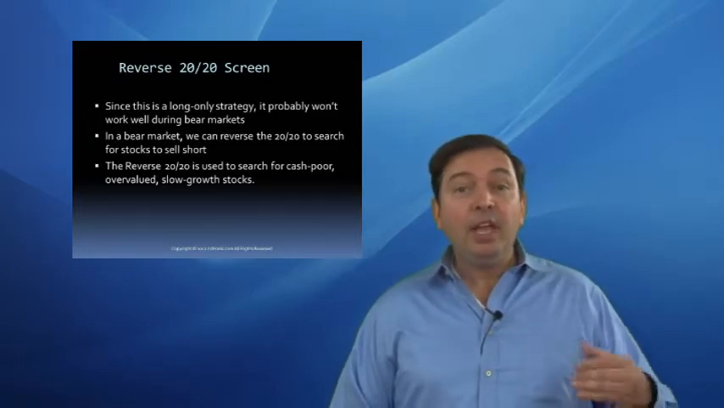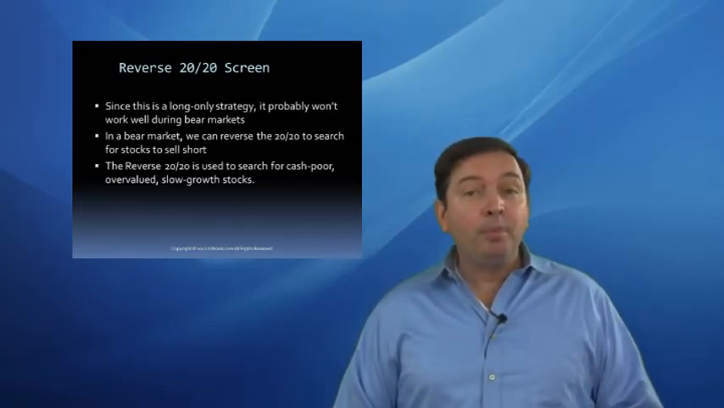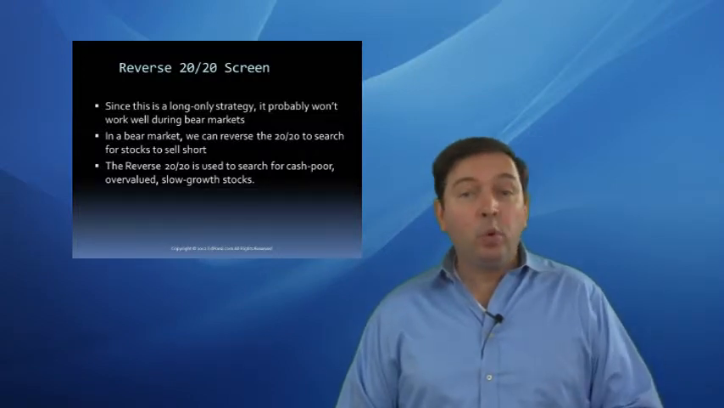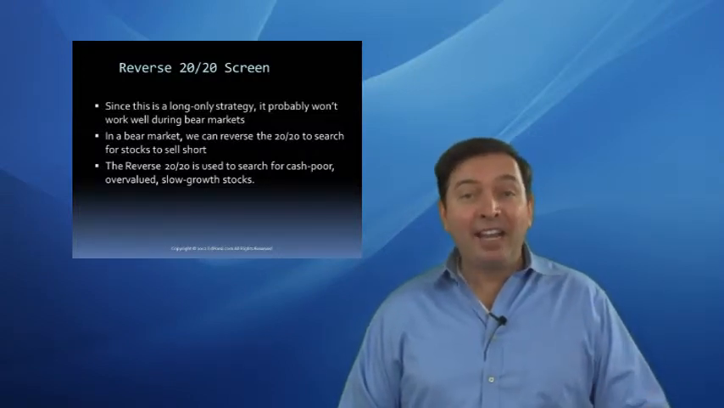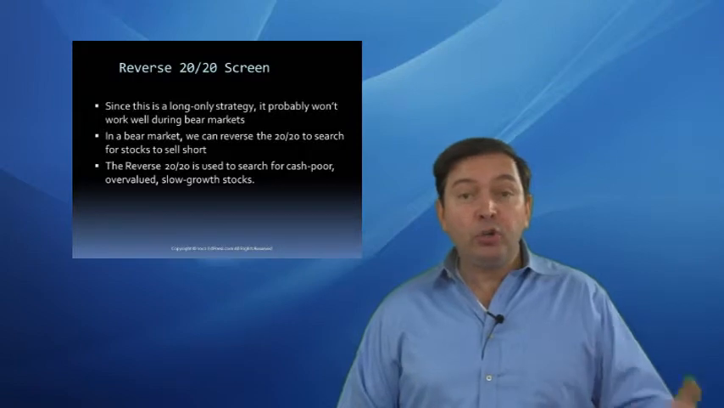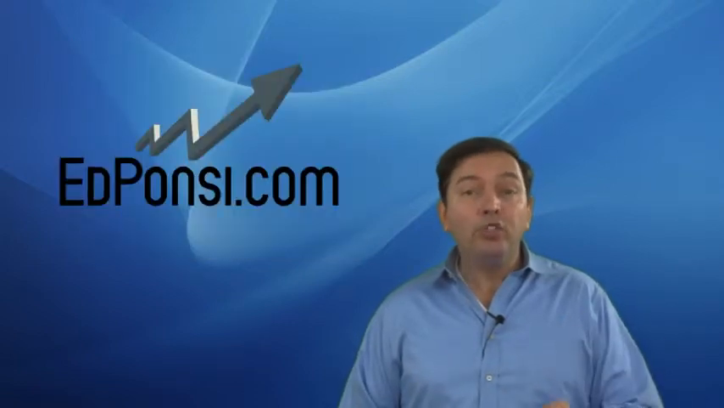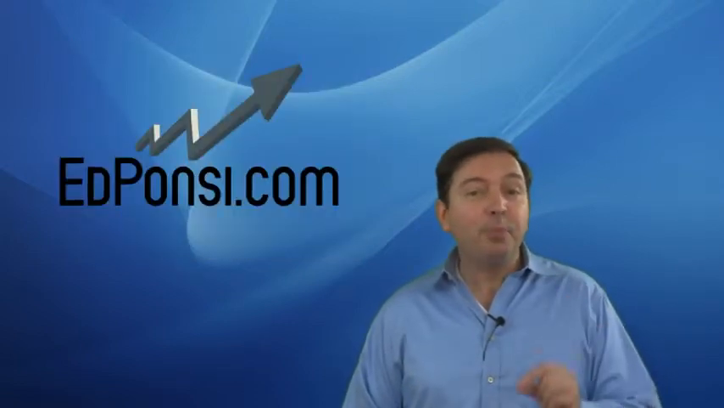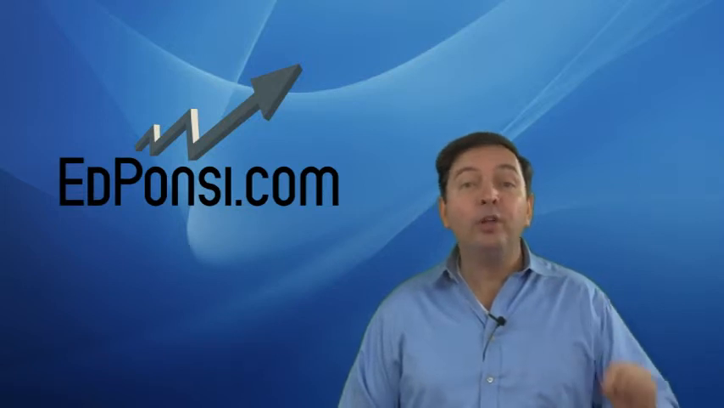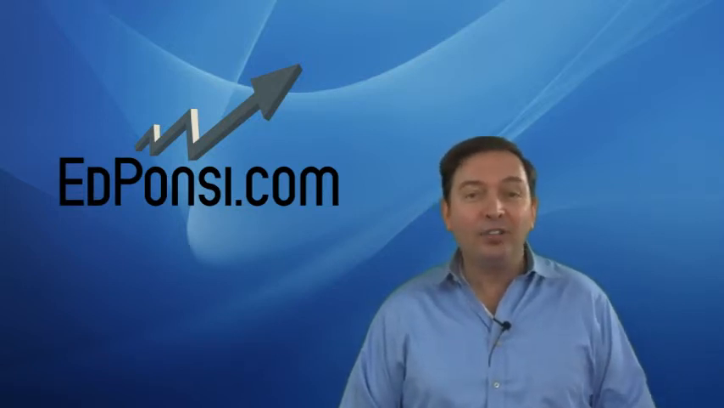strategy. In a bear market, what I do is reverse the 20/20 to search for candidates for stocks to sell short. The reverse 20/20 searches for cash poor, overvalued, slow growth stocks.